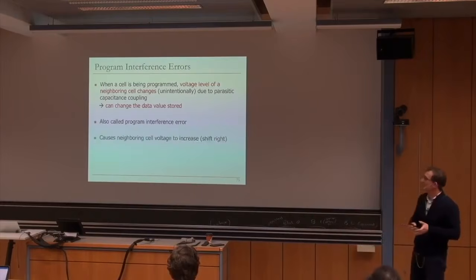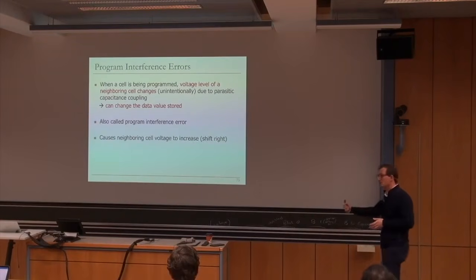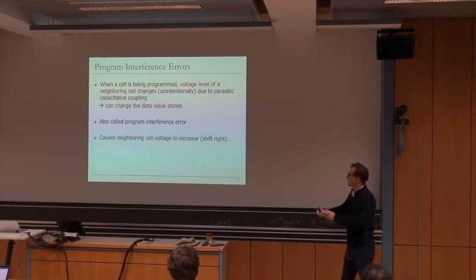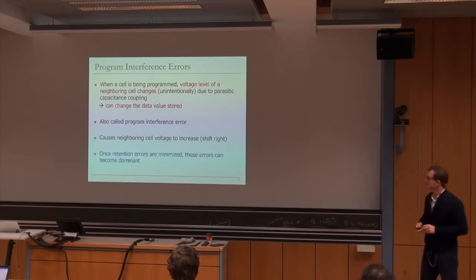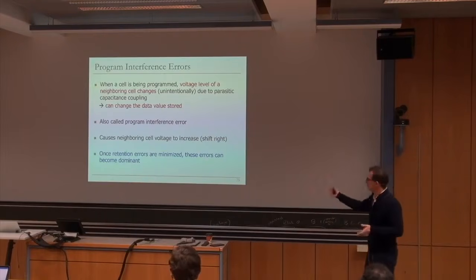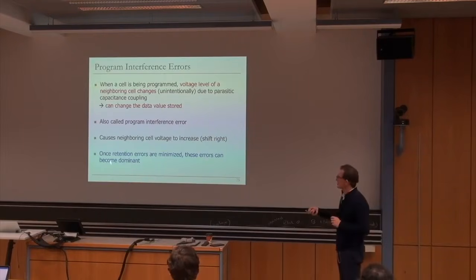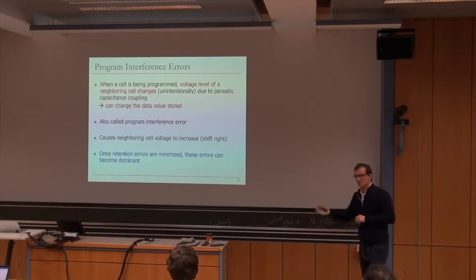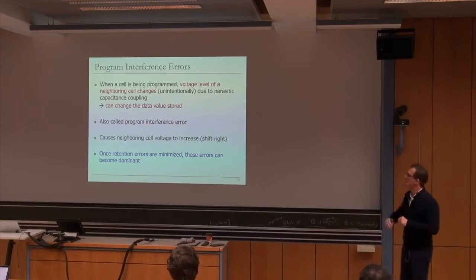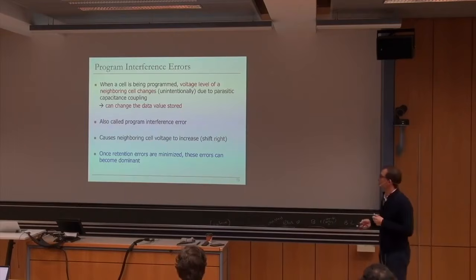This causes neighboring cell voltage to increase, meaning to shift to the right. So you're increasing your own voltage, but you're also increasing the adjacent cell's voltage. This is like disturbance errors, but it's a program disturbance. So once retention errors are minimized, using refresh, for example, these errors actually become the dominant errors. If you remember that picture, that program interference was the second highest error cause after the retention errors.